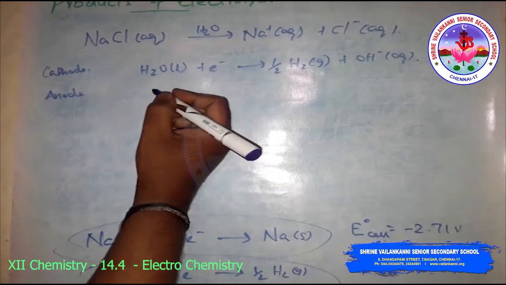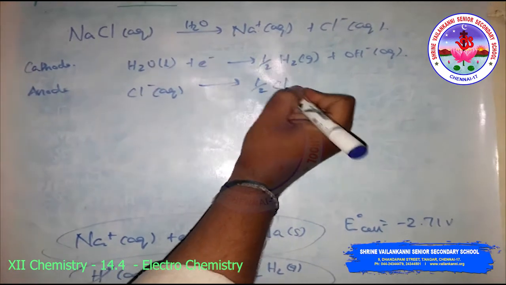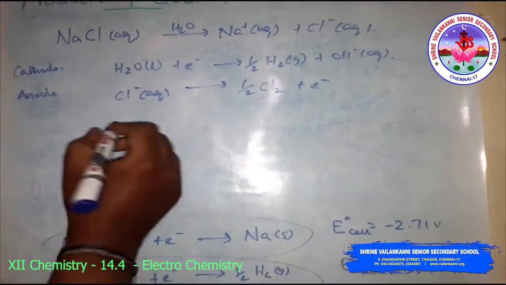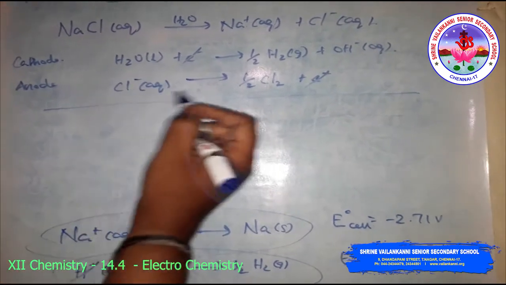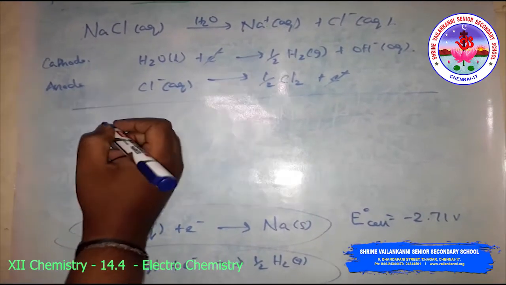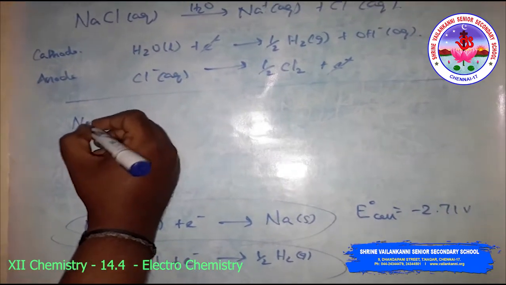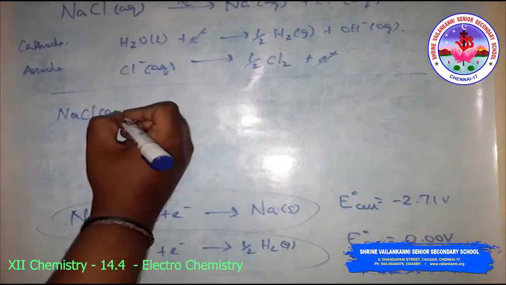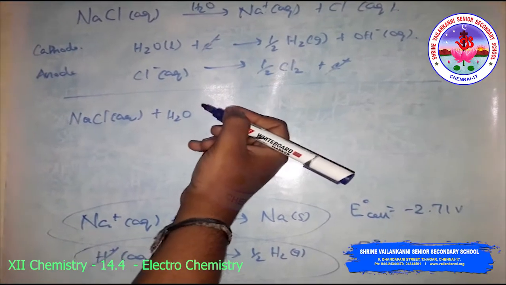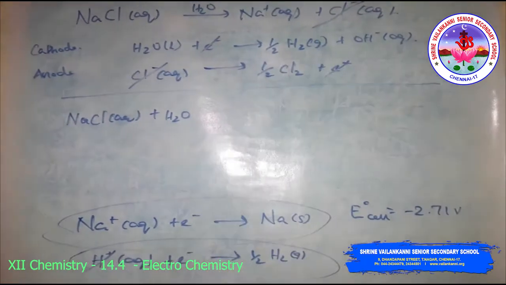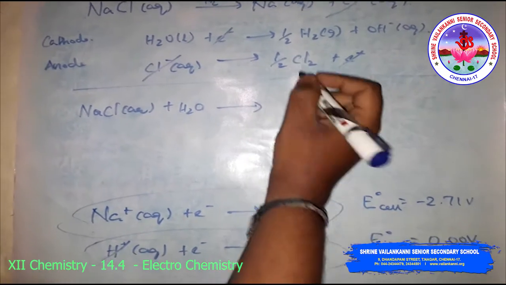Any other cancellations? No. We have NaCl aqueous and H2O, and the Cl- on both sides cancel, and the electrons cancel. The remaining is Na+ aqueous plus OH- aqueous plus half mole of H2 gas and half mole of Cl2 gas. This is the net reaction.